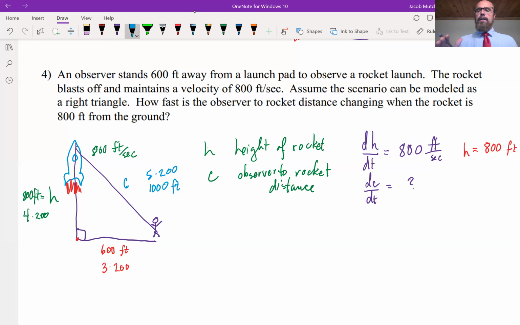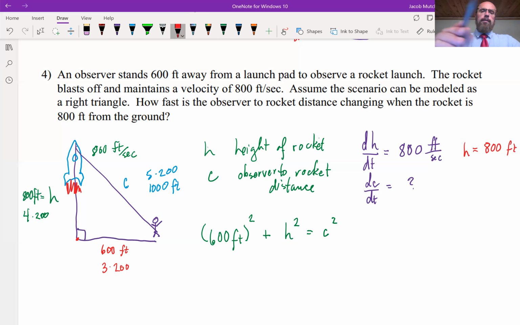Okay, so we're ready to come up with an equation that will relate the height and the observer to rocket distance. And again, we can use the Pythagorean theorem because the geometric situation is a right triangle. So the way that we'll set it up is 600 feet, that's that fixed distance from the launch pad to the observer, squared, that's a leg, plus h squared, so that's the other leg, the height. And I'm leaving that as a variable because it's changing. It's the height of the rocket as it's taking off, equals c squared.